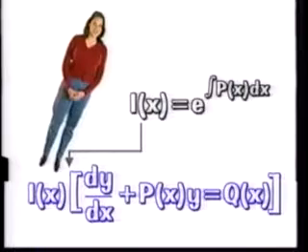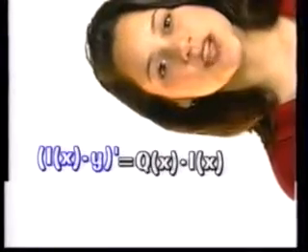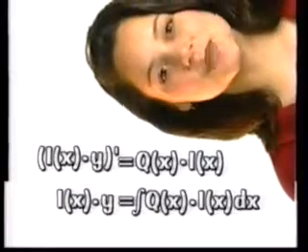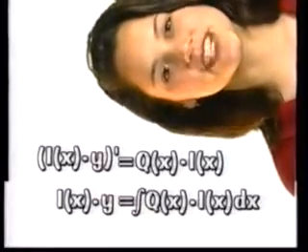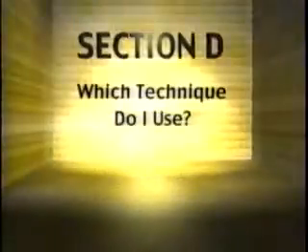Once the integrating factor is formed, we multiply both sides of the equation by it. This will put the equation into a form where we have the reverse of the product rule for the terms on the left. From there, the equation can easily be integrated using the techniques we learned in calculus. That's it. Section D. Which technique do I use?